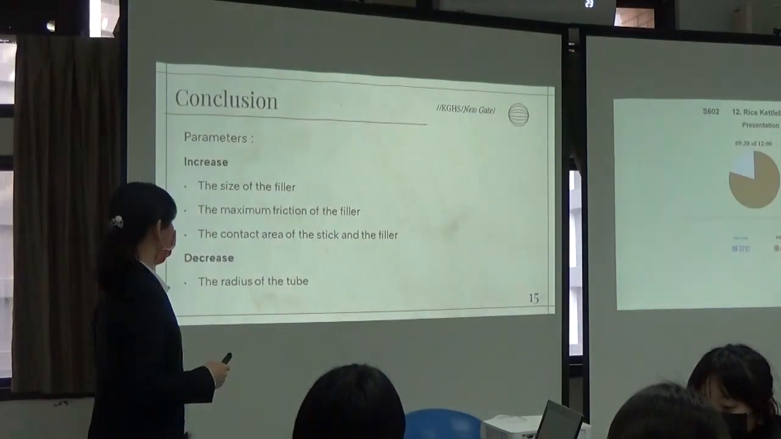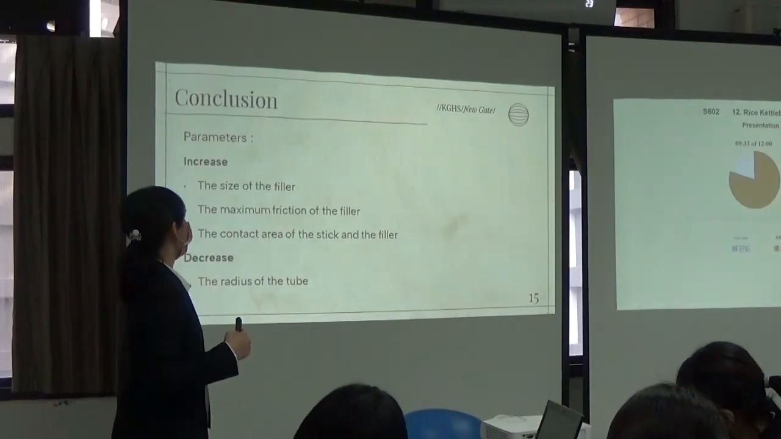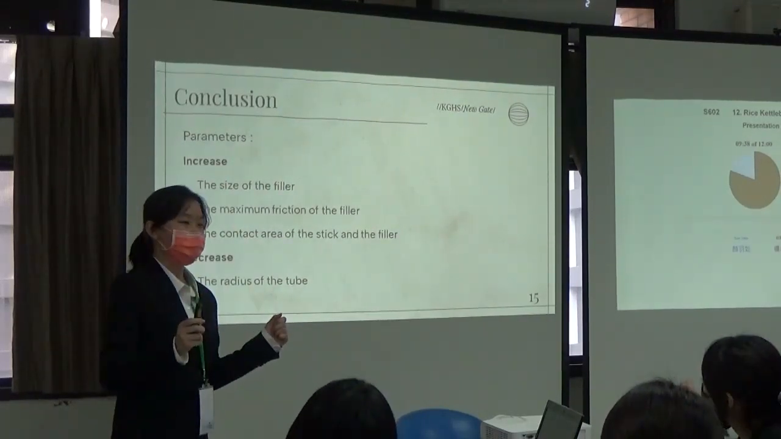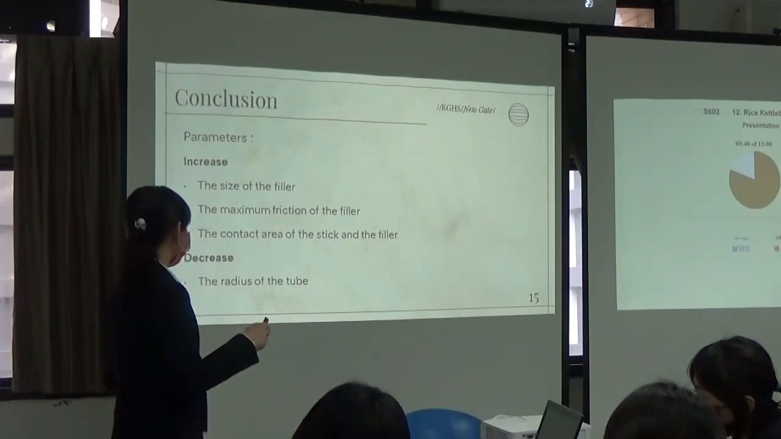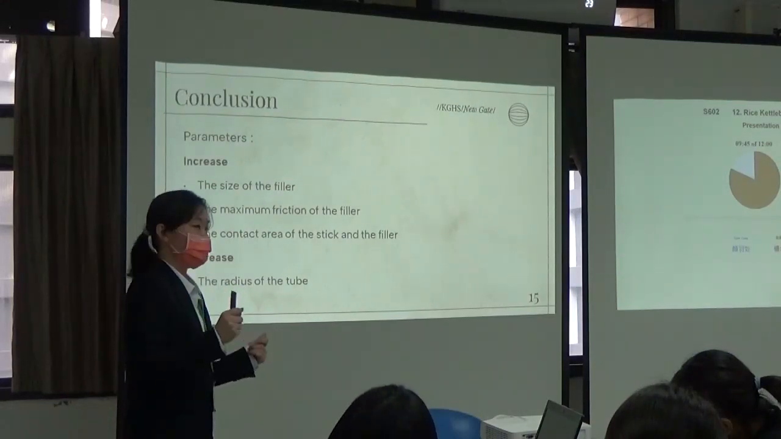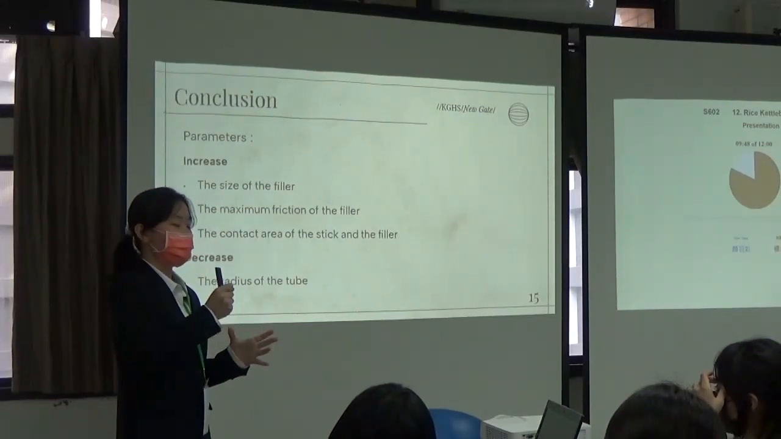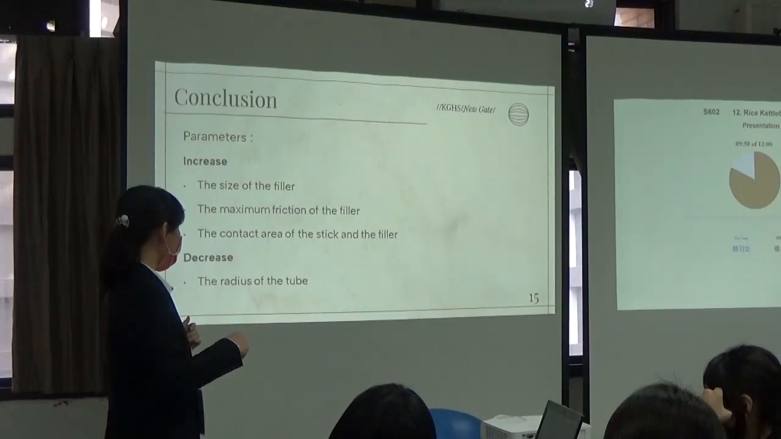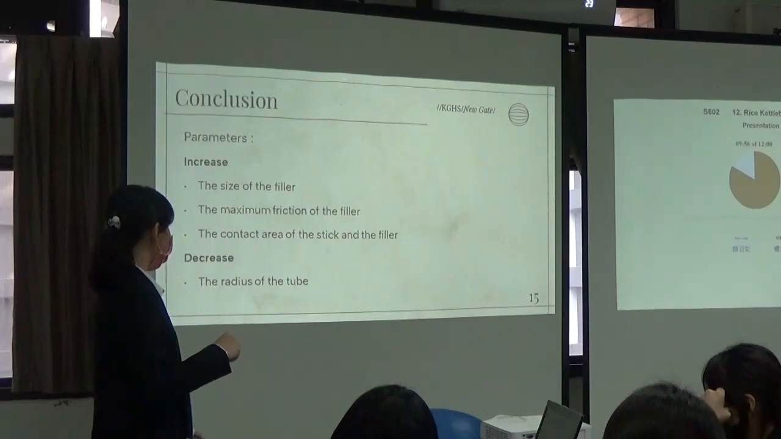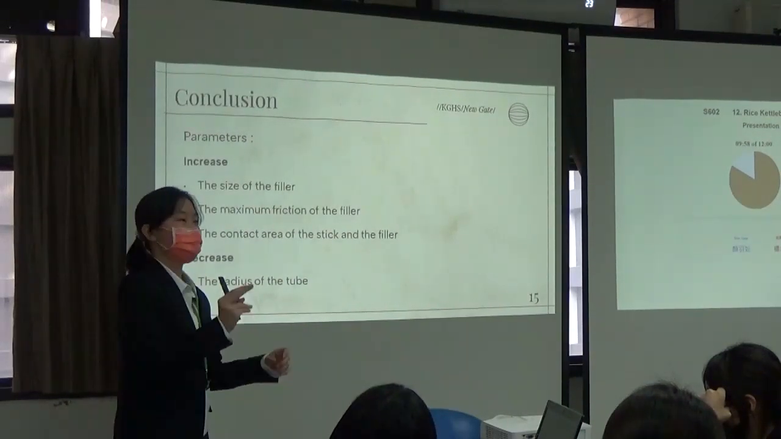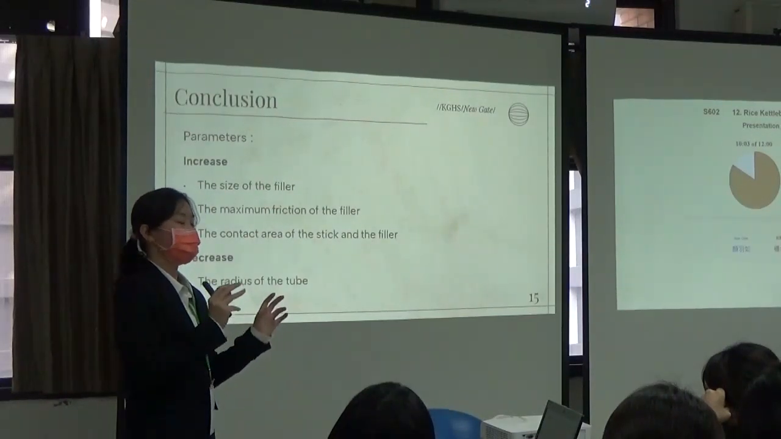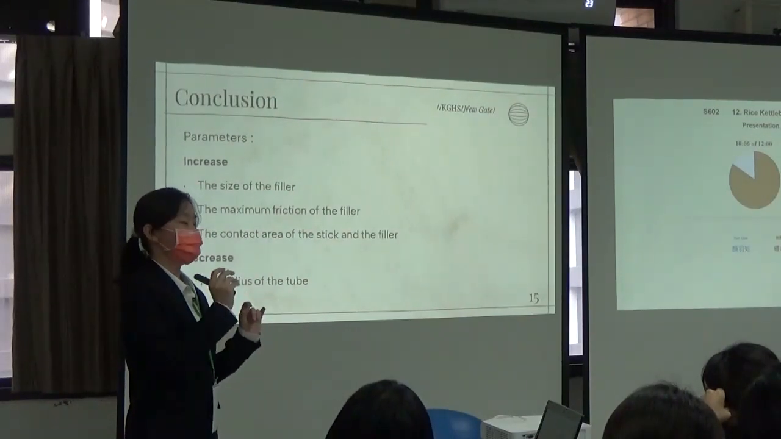And here comes our conclusion. First are the parameters. We found out that the size of the filler would increase our maximum mass. Second, the maximum friction of the filler would increase the mass that we can pick up, and so would the contact area of the stick and the filler. The decreasing parameter is the radius of the tube, which I mentioned: if the length is too long, then it can't transfer that much friction to the middle of the stick.